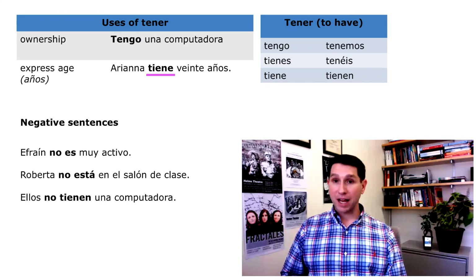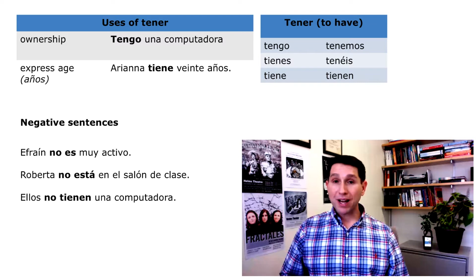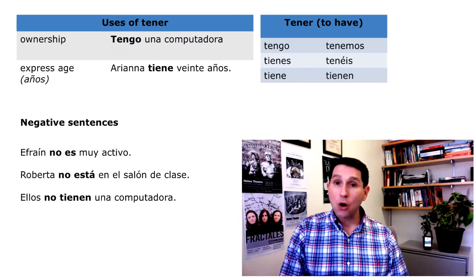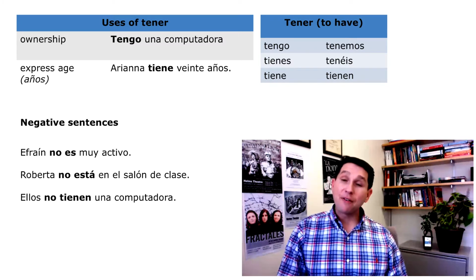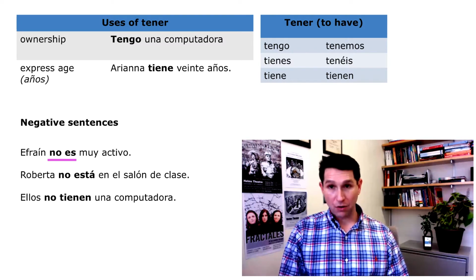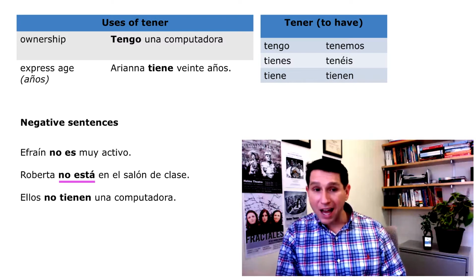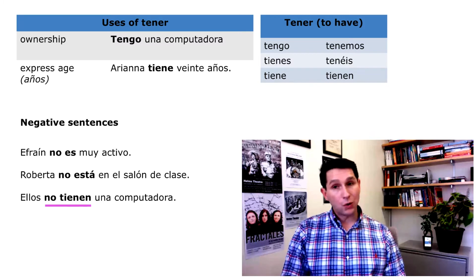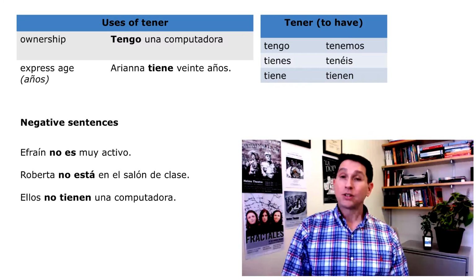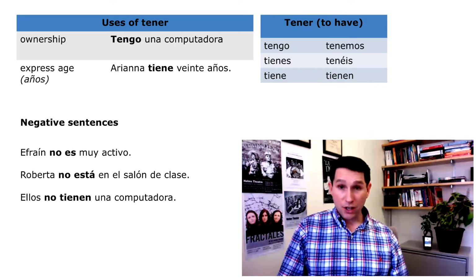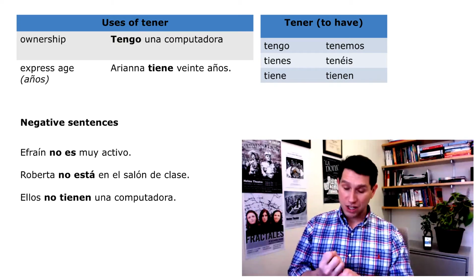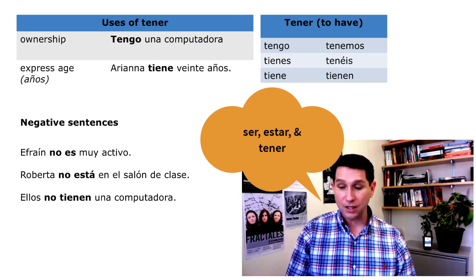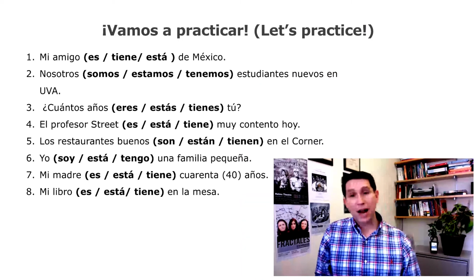Ariana tiene 20 años. To express sentences in a negative way, we simply add no before the conjugated verb. Efraín no es activo. Roberta no está en el salón de clase. Ellos no tienen una computadora. So now you have learned and can use the expressions ser, estar, and tener with several of their uses. Now we are going to practice.